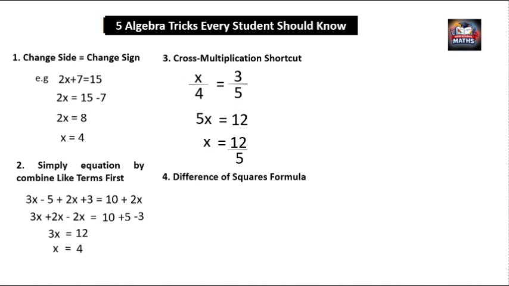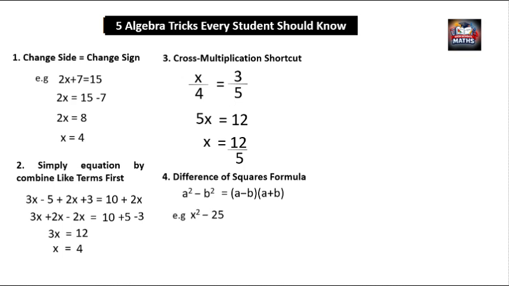So this is a trick that you should also take note of. Let's look at trick number 4. That is the difference of squares formula. Look at this: a squared minus b squared. This is the type of thing that the difference of squares formula applies to. The meaning of this is a minus b in one bracket and a plus b in another bracket.